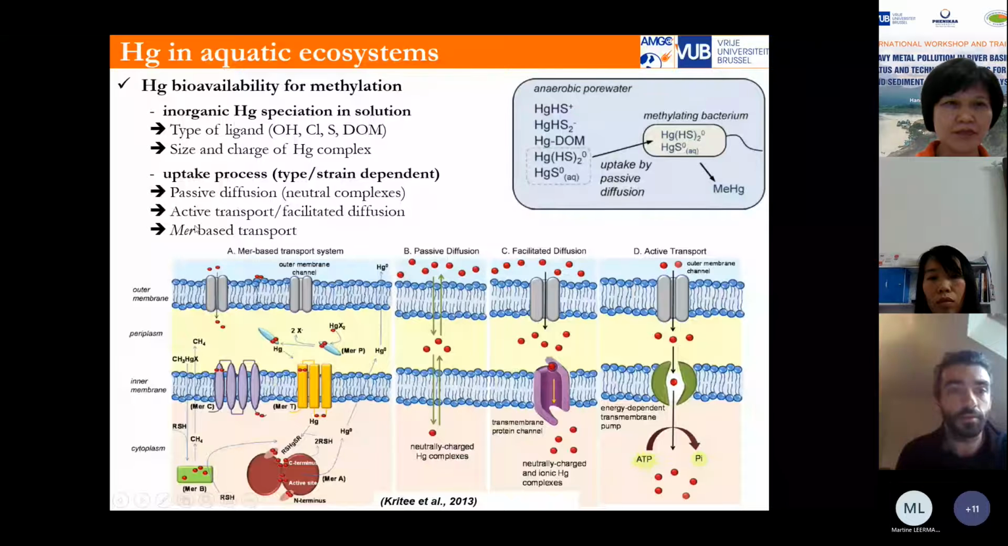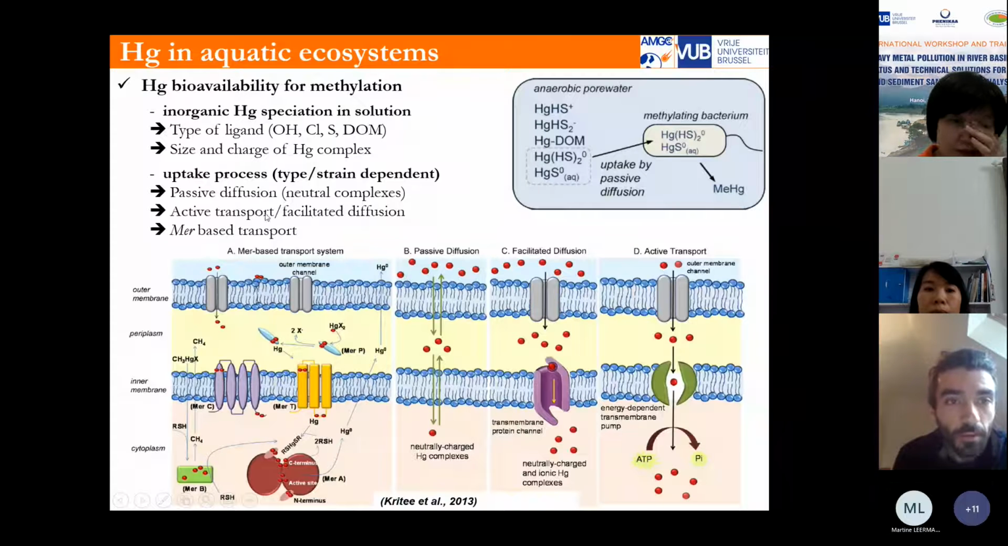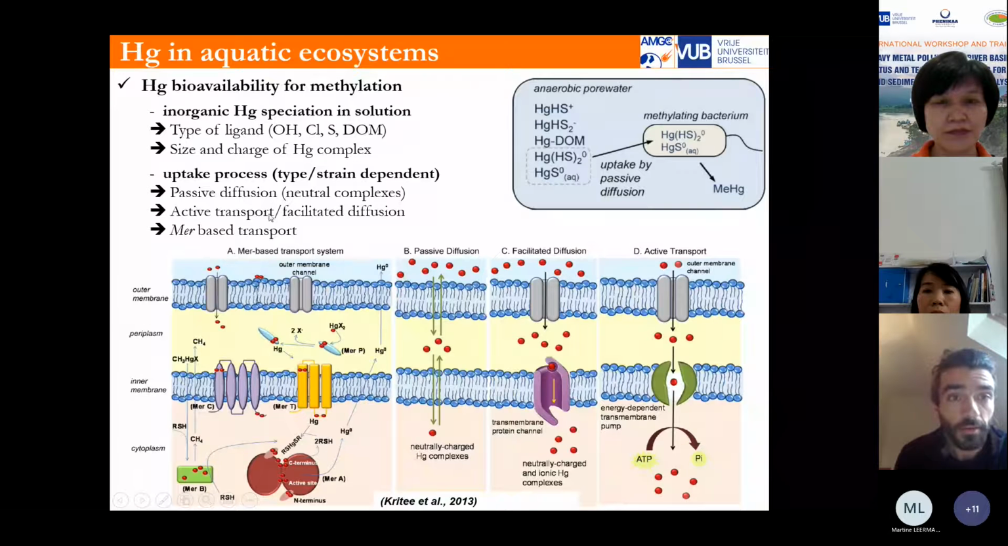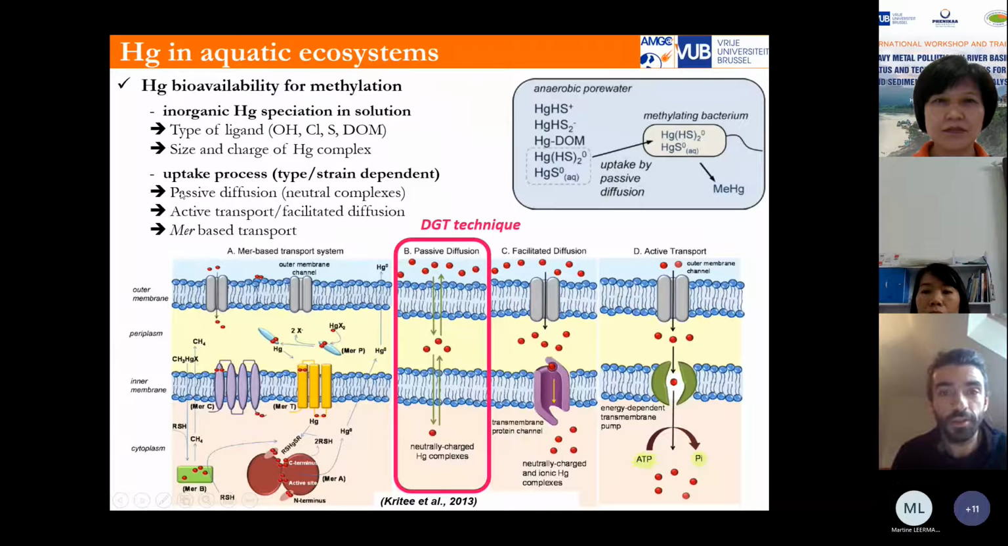So you can have a MER-based transport, which is encoded by genes. You can have active transport that may be triggered by some specific molecules that the bacteria can generate. And what is actually used by DGT is just this process of passive diffusion, which is the diffusion of uncharged complexes. Those uncharged complexes are lipophilic, so they can easily cross the membranes and then get into the microorganism.